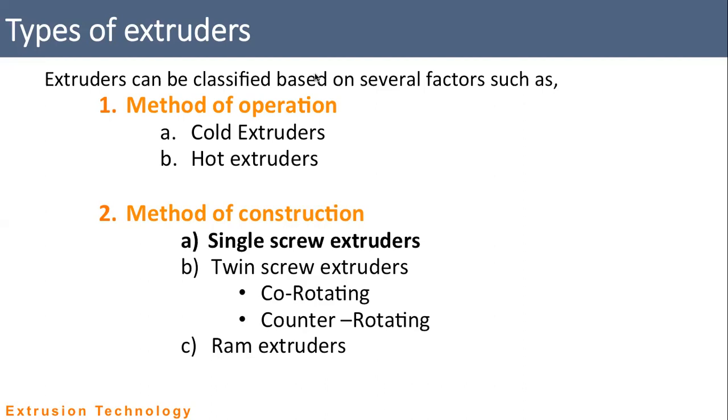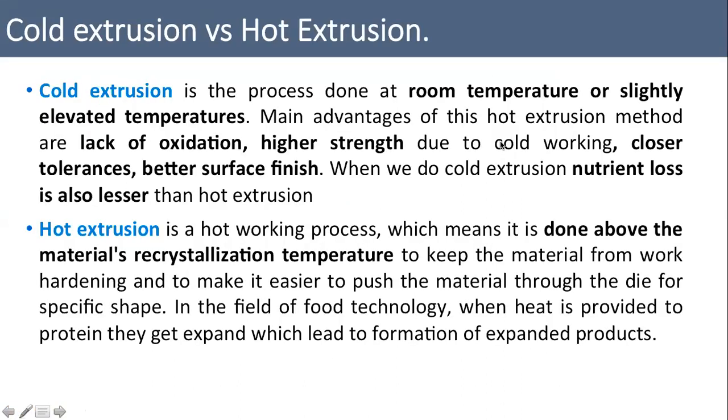If it is a co-rotating twin screw extruder, it means there are two screws rotating in the same direction, from left to right, right? The moving directions are the same. Counter-rotating means there are again two screws, but they are rotating in opposite directions. And there are types of ram extruders, right? We will discuss one by one later.